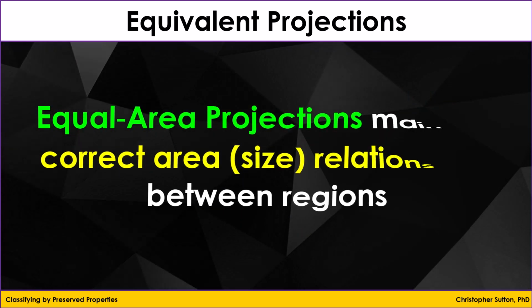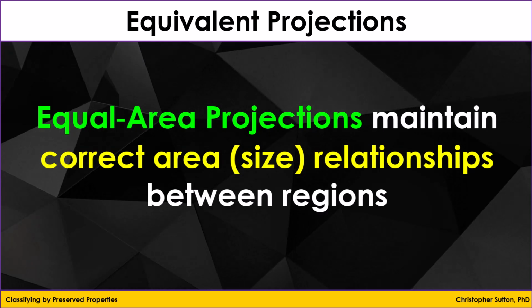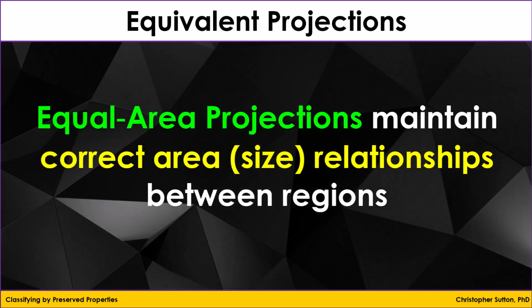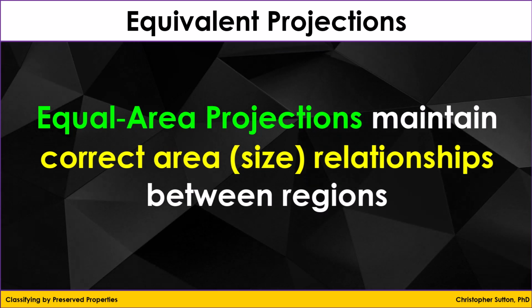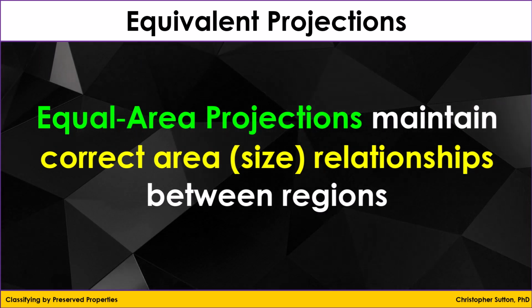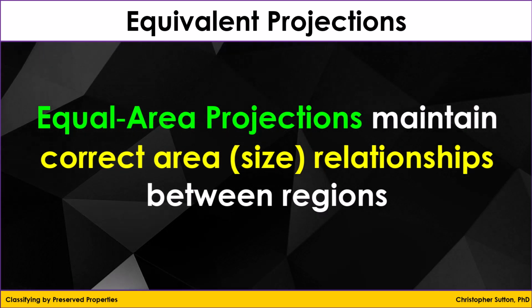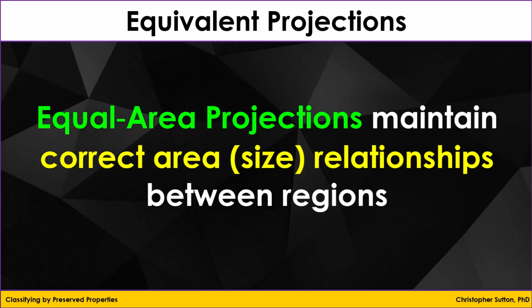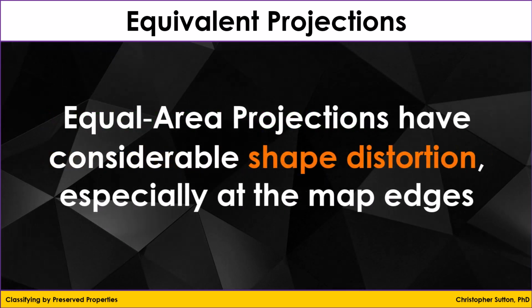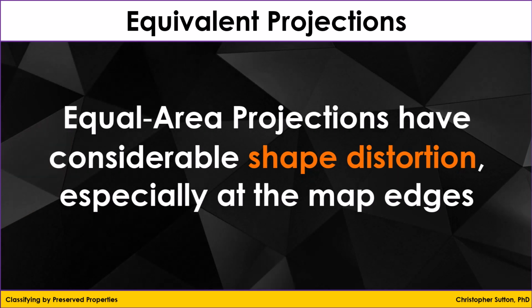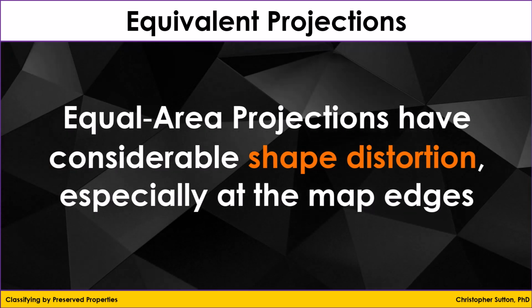Map projections that minimize size distortions are called equal area or equivalent projections. Equal area projections maintain correct area or size relationships between regions. A way of thinking about this is that a square kilometer in Norway is the same size on the map as a square kilometer in Brazil. While equal area projections maintain size relationships, they have considerable shape distortions, especially at the edges of the map.